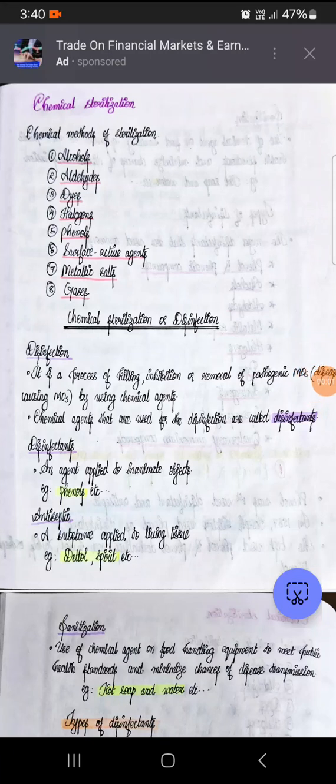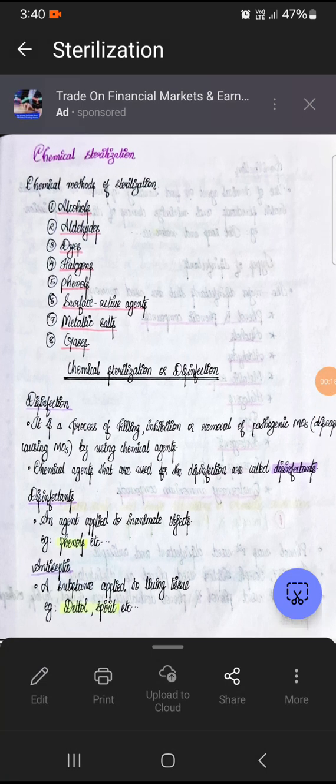This video is a continuation of the previous video, which is based on chemical sterilization. Chemical methods of sterilization are of 8 types, with the usage of alcohols, aldehydes, dyes, halogens, phenols, surface active agents, metallic salts, and gases.